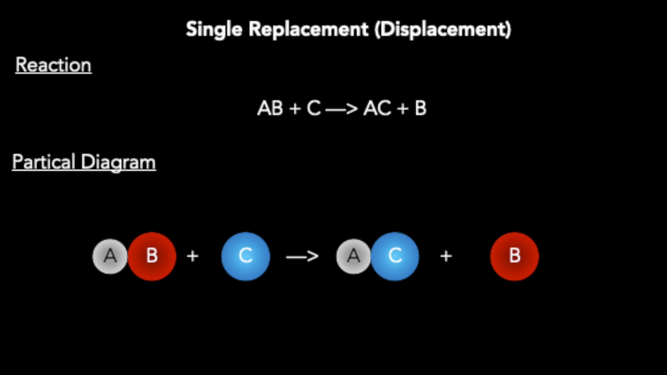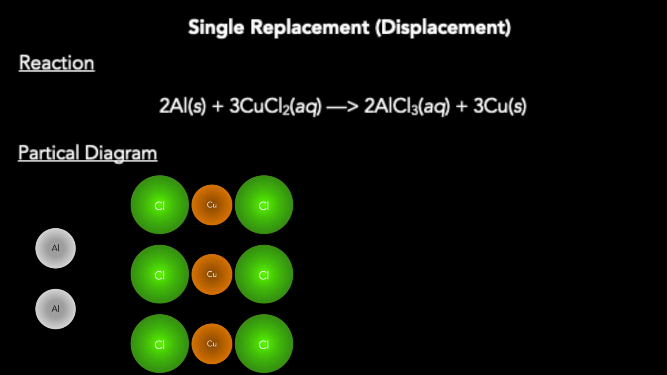Now let's take a look at what a single replacement reaction looks like on a molecular level for the reaction we actually did in our demonstration, where aluminum metal is reacting with a copper chloride solution. In our reaction of aluminum with copper chloride, we can see that we have two starting substances, aluminum as an element and copper chloride as a compound. While stoichiometrically we have two aluminums and three copper chlorides, it still follows the single replacement mechanism.